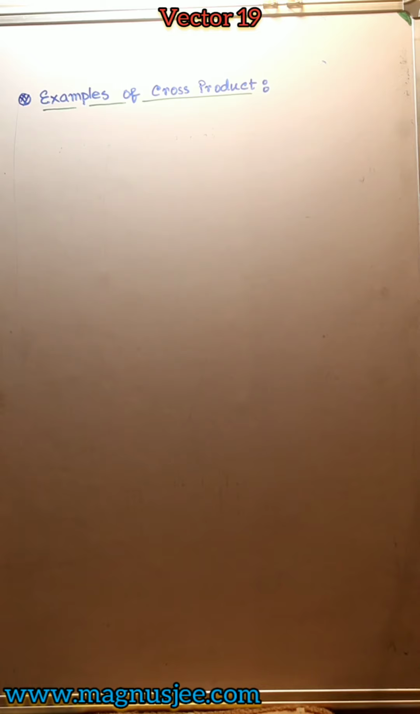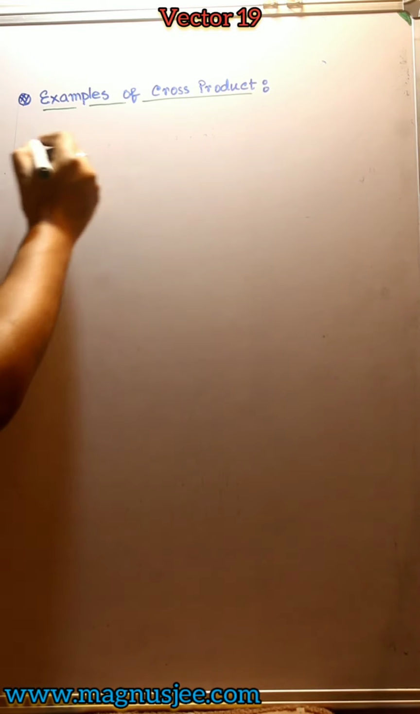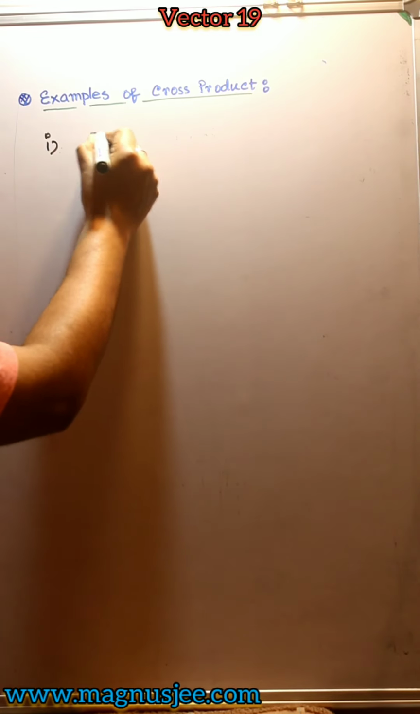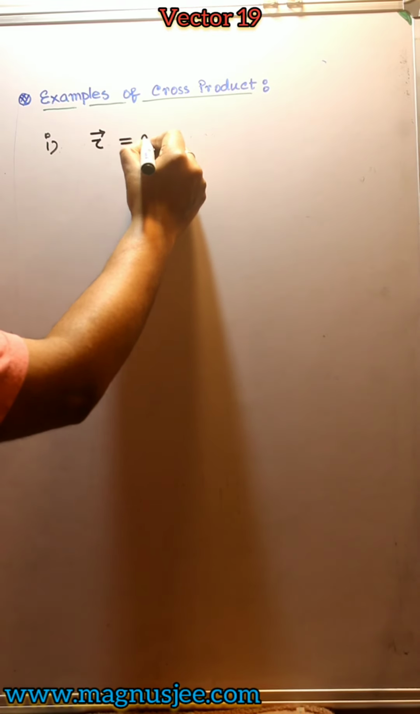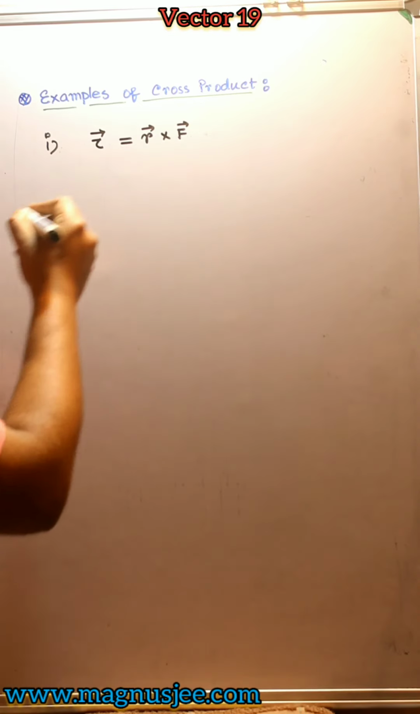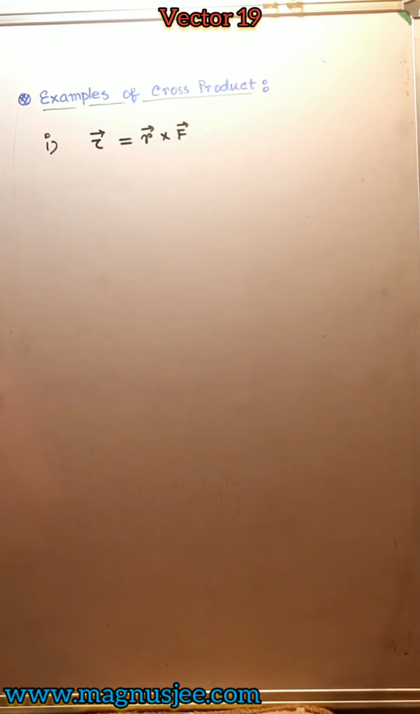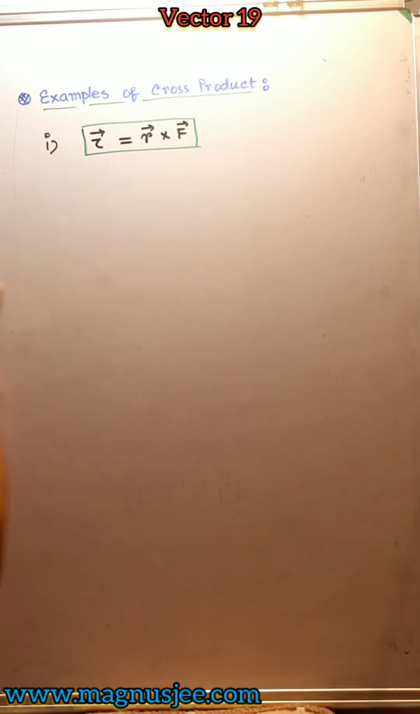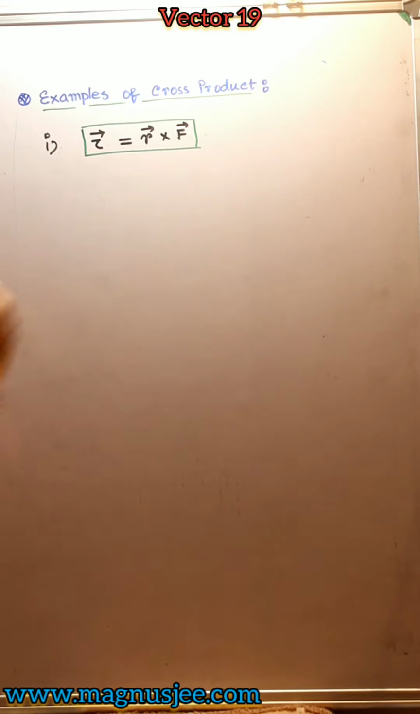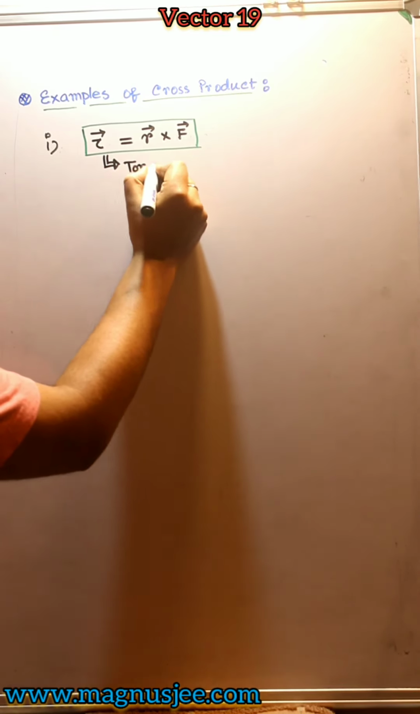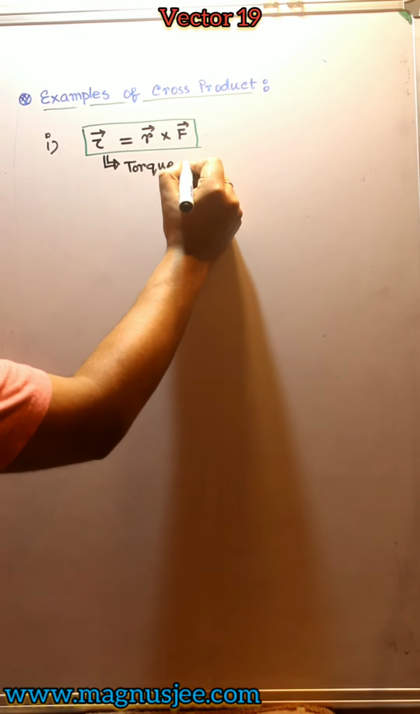Now we have to consider a few examples of cross product. Number 1, vector tau equal vector r cross vector f. Vector tau means torque. Vector tau equal vector r cross vector f. This is the vector expression of torque acting on a body rotating or revolving. This is the torque vector.